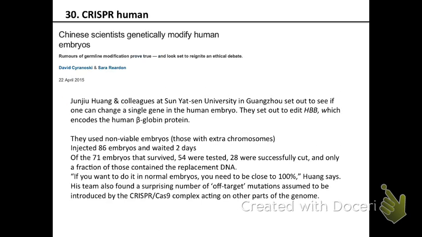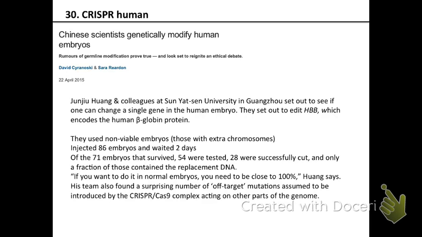And that was actually also done in this experiment where Junjiu Huang and the colleagues at Sun Yat-sen University said, okay, can we do this in human embryos, right? And so what they targeted here is one gene called HBB, which is the human beta globin protein. So there's a lot of ethical issues, right? So if you start with embryos that you know can survive, you're basically editing a human, right? So to circumvent that, what they did is they used embryos that have chromosome copy number problems, right?